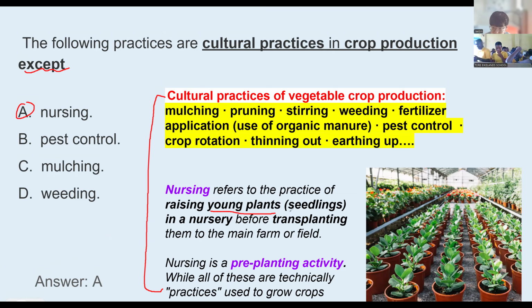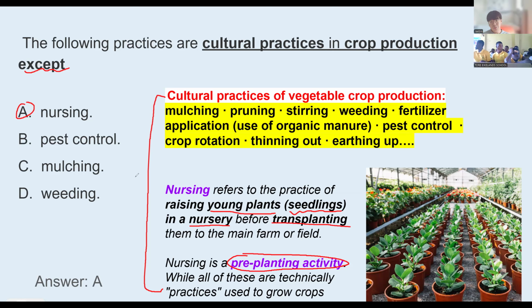And young plants, of course, are called seedlings. Nursing refers to the practice of raising these young plants in a nursery before transplanting them to the main farm or field. So nursing is a pre-planting activity. Before they become adult plants and grow well, the younger plants are in the nursery beds before they're transplanted to maybe another farm.